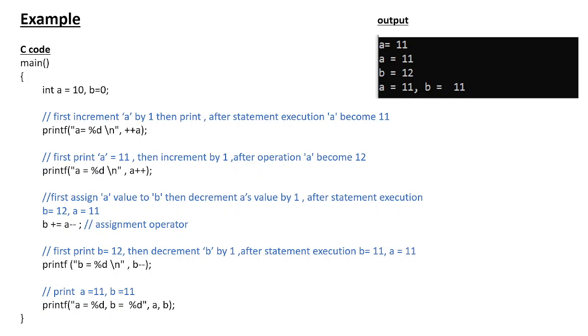So lastly we are going to print a and b. So a's value is 11 and b's value is 11. If you understand this example, you will never face any issue with post and pre increment or decrement operators. So this is the best example of post and pre increment and decrement. This is very useful and very important.